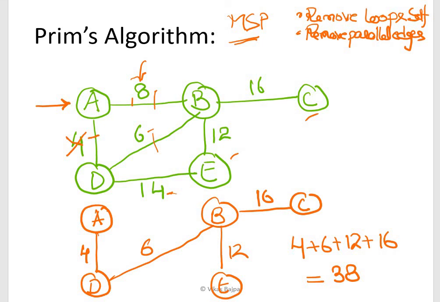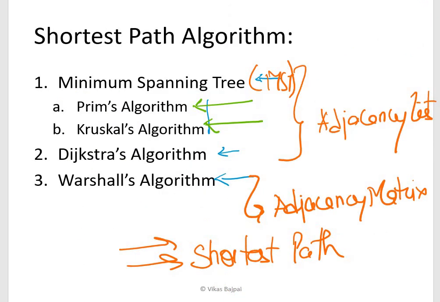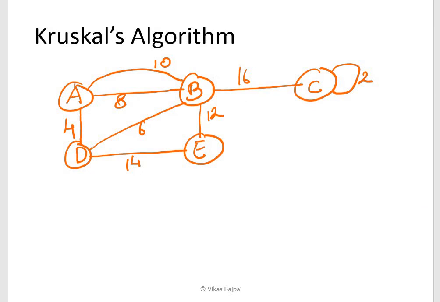Now we have looked into this Prim's algorithm. Let's move to another algorithm, which is Kruskal's. This Kruskal's algorithm is once again a greedy algorithm, where the idea once again is to find the minimum spanning tree. So here once again I am going to remove the self loops, just like in case of your Prim's algorithm.